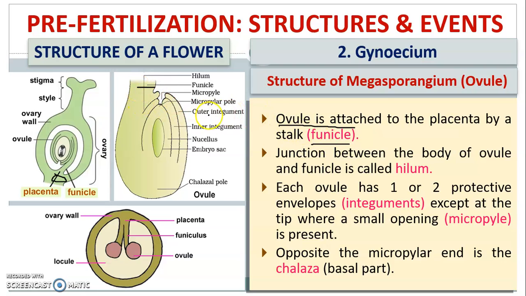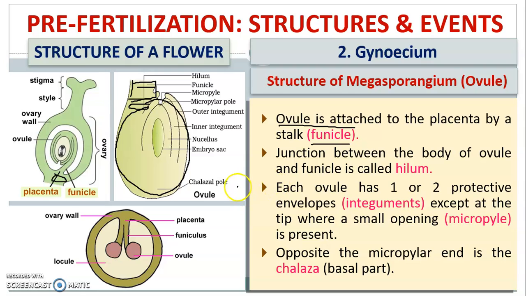This is the funicle. Now one more point, that is hilum. Hilum is the junction between the funicle and the ovule. So here this is the hilum. Up to here is the funicle. So this part is the funicle. Now the junction between the funicle and the complete ovule is known as hilum.